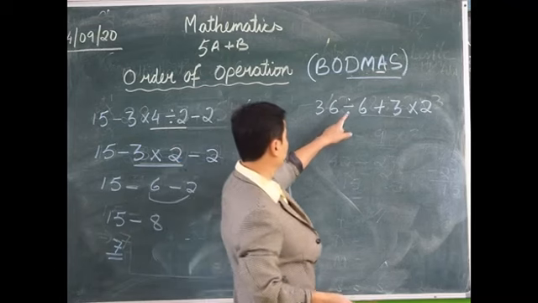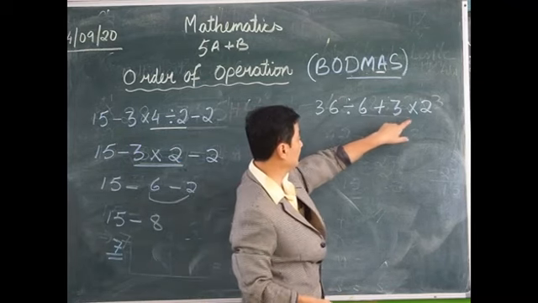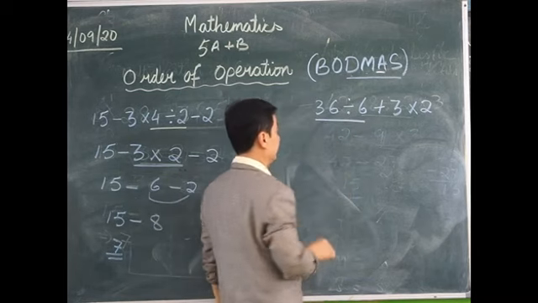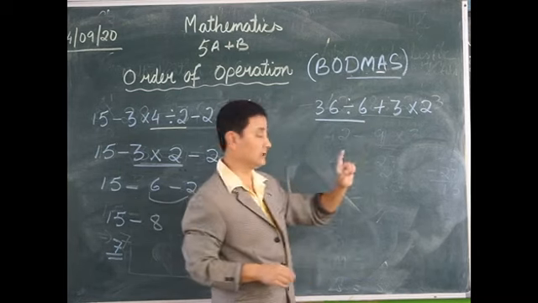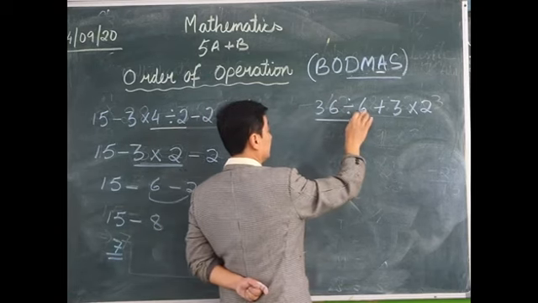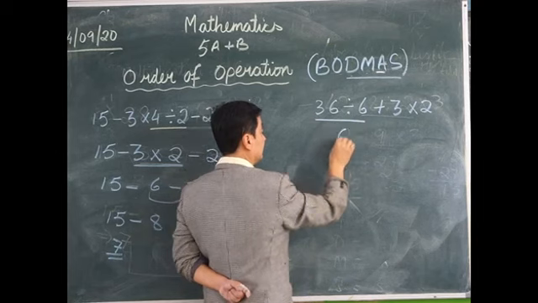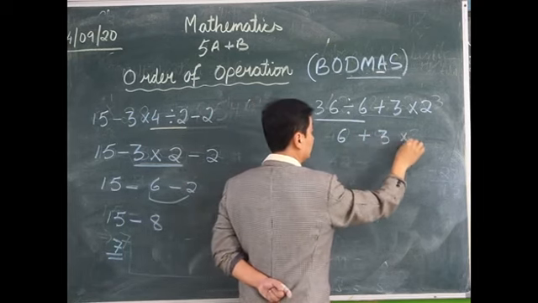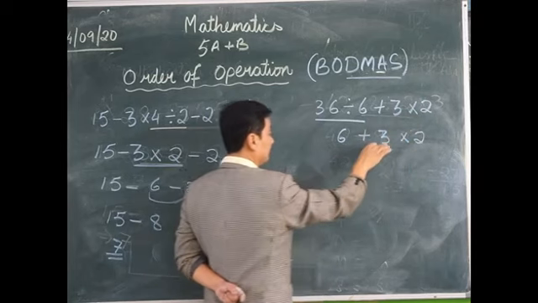Look here, we've got division plus multiplication. But here we have to do division first. So underline. Do not underline the others. Only one step at a time. So 36 divided by 6. 6 goes into 36, 6 times. Same plus 3 into 2. Write the same numbers here.